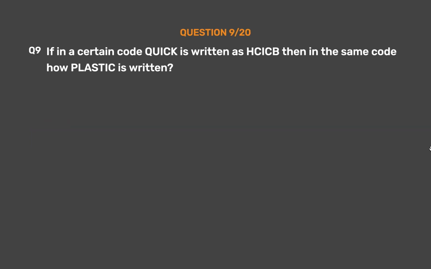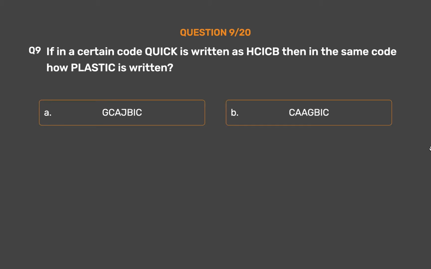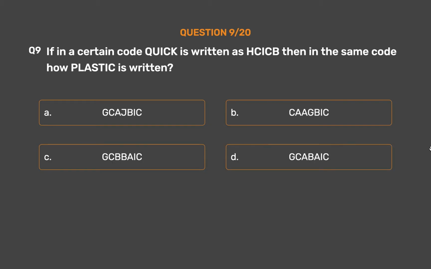Question number 9. If in a certain code quick is written as HASIC, then in the same code how plastic is written? Option A. GCUZBEK. Option B. Kagbik. Option C. GCBAKE. Option D. GCBAKE. Option E. None of these.